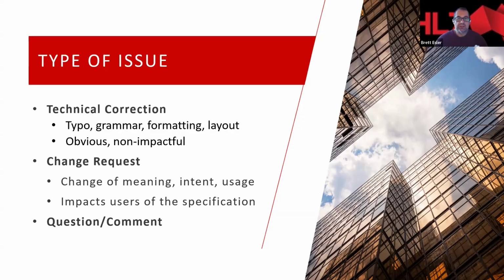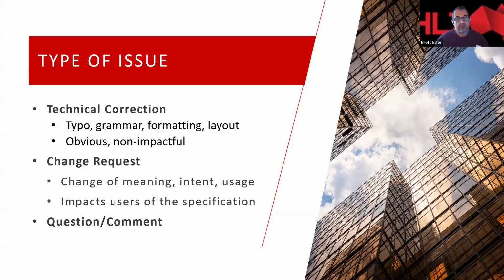So when raising issues, there's a number of different types of issue that can be raised. A technical correction is for something that is obvious and non-impactful. So things like typos, grammar, formatting and layout are typical issues that are raised, typically editorial in nature. These are handled by the co-chairs. The co-chairs will assess these and try and resolve them directly. These are things that don't need to go to committee.